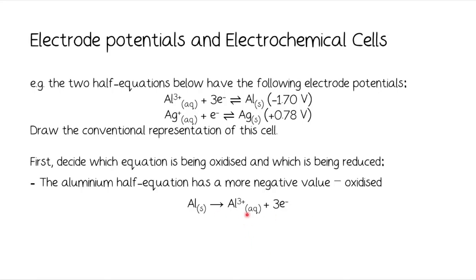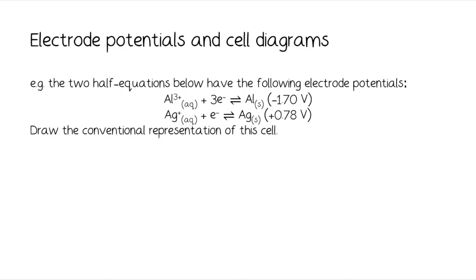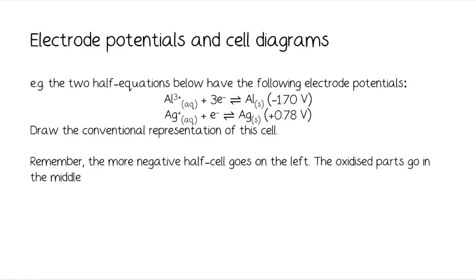It's losing electrons. Because this is being oxidized, the silver has to be reduced. So that equation would just be Ag+ + e- going to Ag solid. So now we've decided which one's more negative and which one's more positive. Remember that the more negative half cell goes on the left and the oxidized parts go in the middle. So you have something like this, where you have the more negative half cell on the left and the more positive one on the right. The reduced forms on the outside.